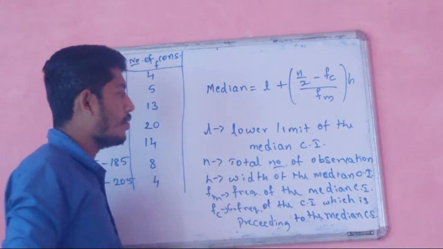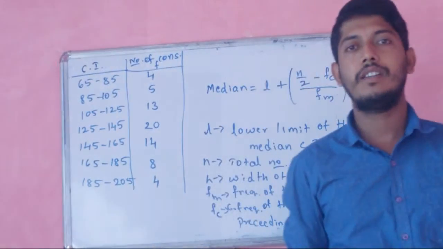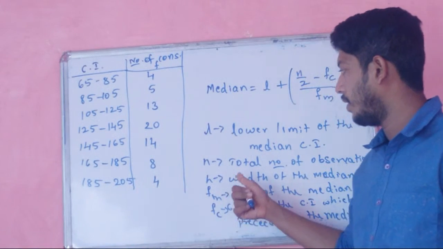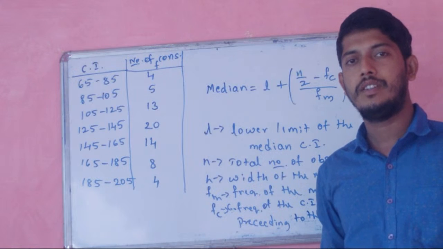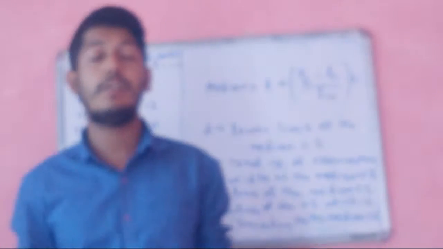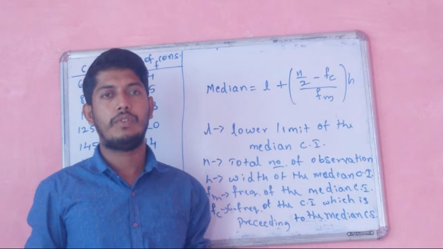Then h means the width of the class. In the previous class, about finding the mode, we used this h, the width of the modal class interval. But here we have to find the median, so we use the width of the median class interval.